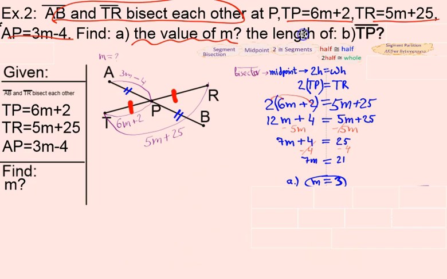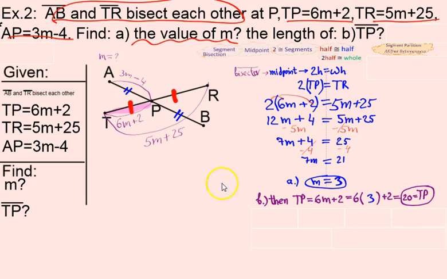Let's move on. What is the length of TP? Let's take a look at who TP actually is. Don't assume anything. It could be any place that you didn't think of. So TP is actually this half, and we know the expression that represents it. So we will explain that since TP equals 6m plus 2, substitution would take place, giving us the length of TP as 20 units.